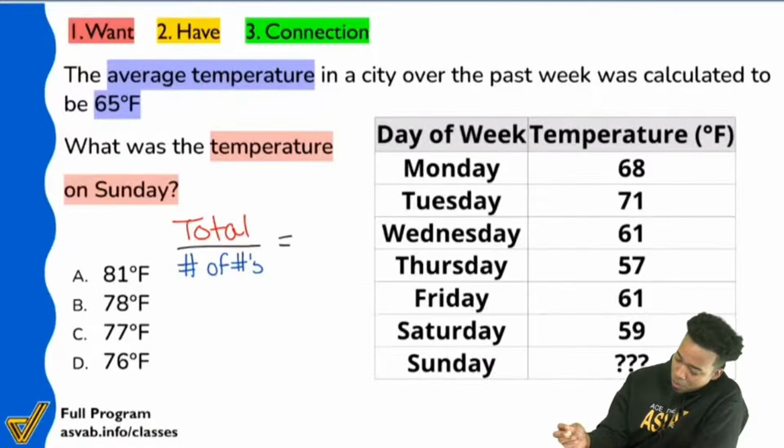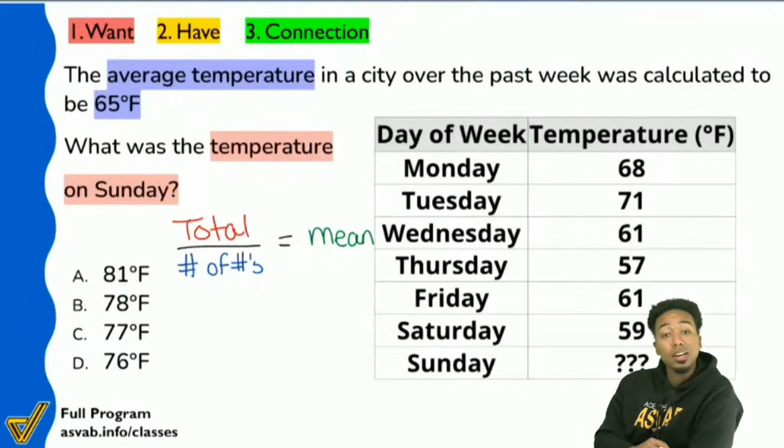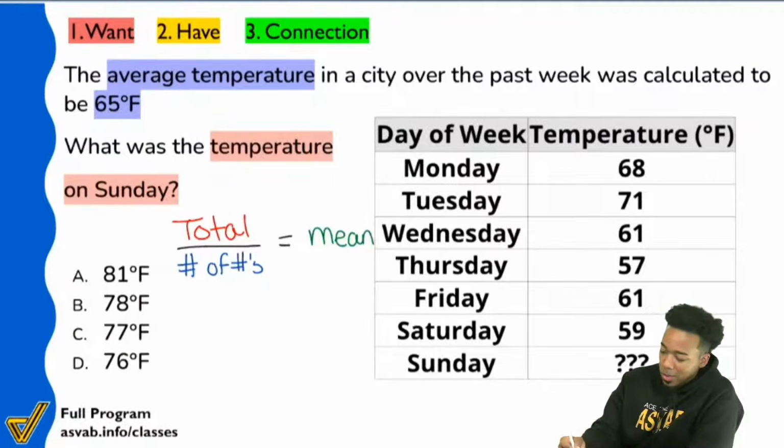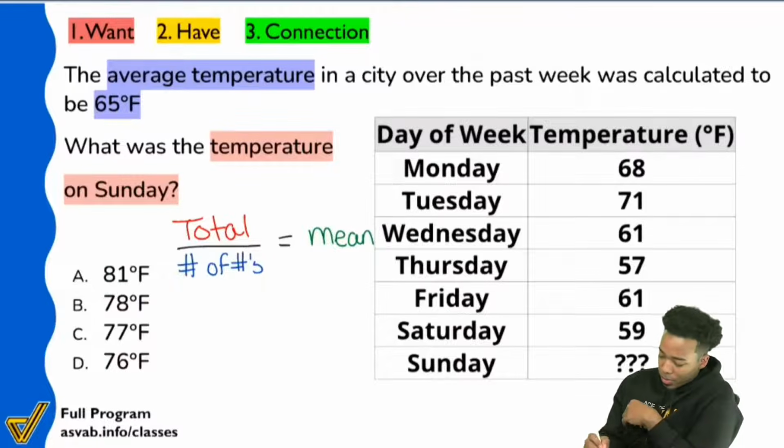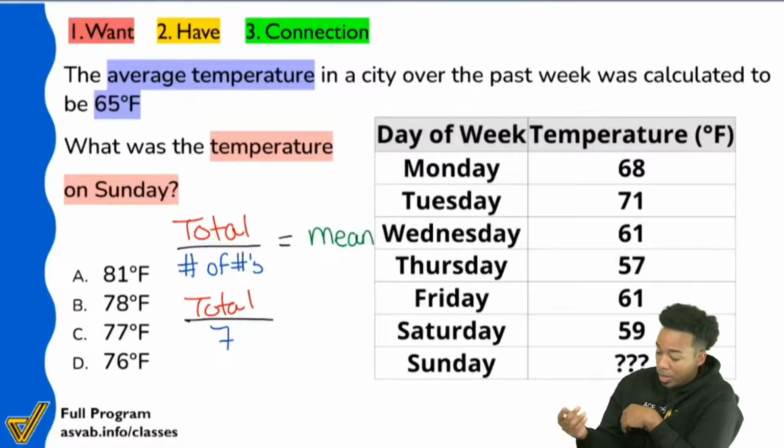And then we get the mean. Everyone, go ahead and fill in the formula for me. Number of numbers, what is that going to be? Yep, 7 for 7 days in a week. You can also tell if we just add it up, 1, 2, 3, 4, 5, 6, 7. So we have 7 total numbers there. So that's going to be total divided by 7. That's going to give us the mean, which was given to us as 65.